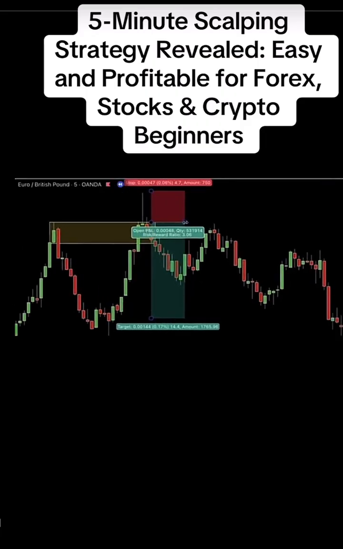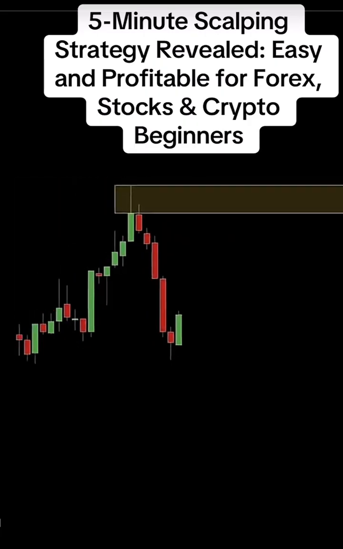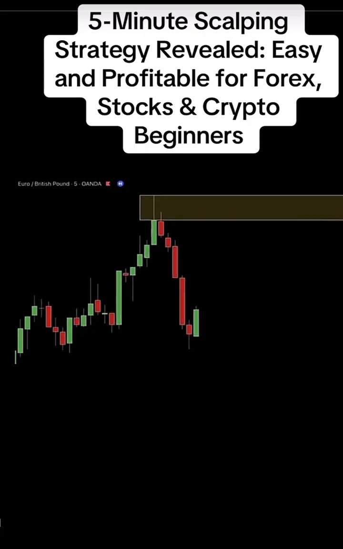As shown here, by applying these rules, the market reached the target directly. This strategy is easy, simple, and highly profitable. Let's move to another chart example. Here, we're looking at a supply zone. Before jumping into a trade, let's make sure this zone qualifies as a high probability setup.